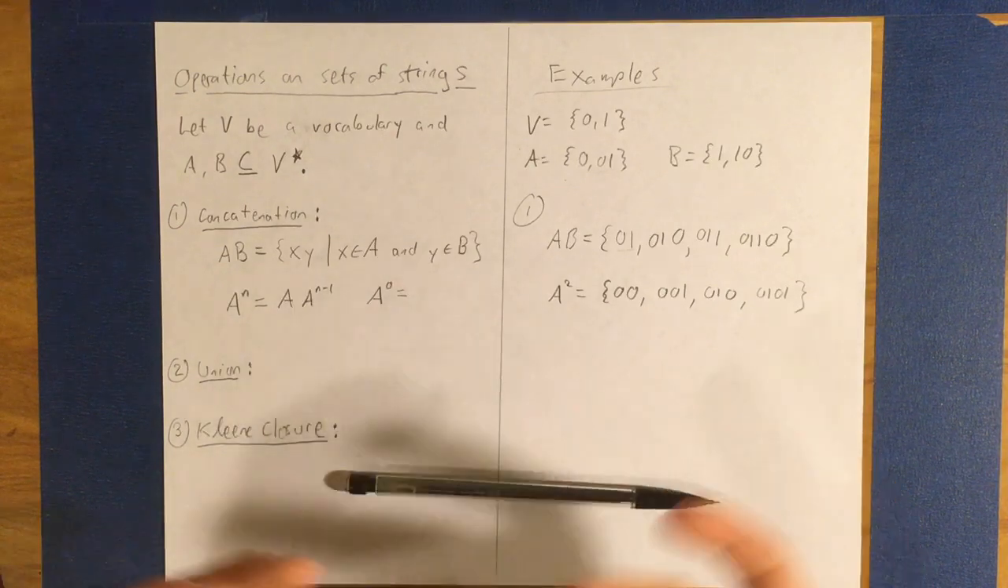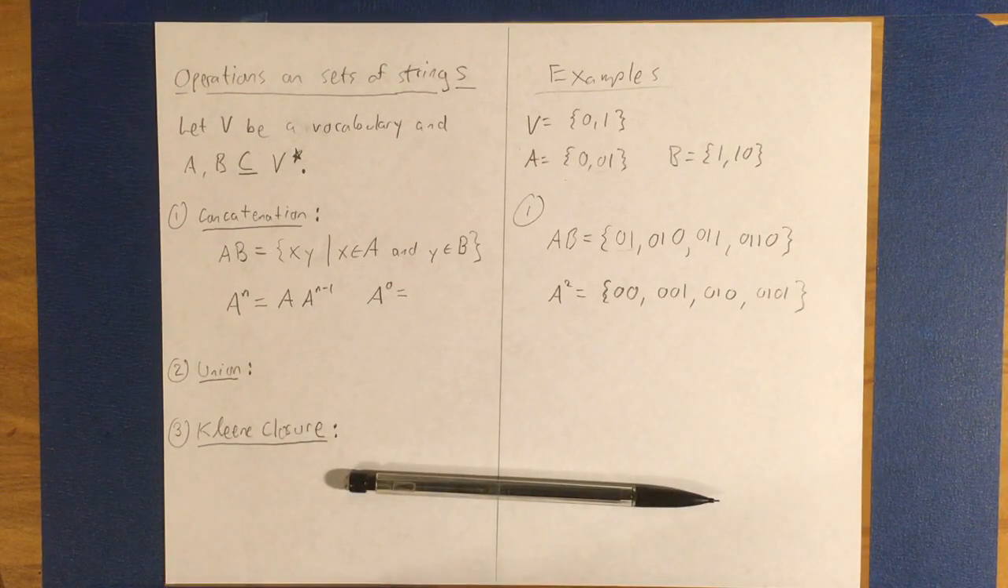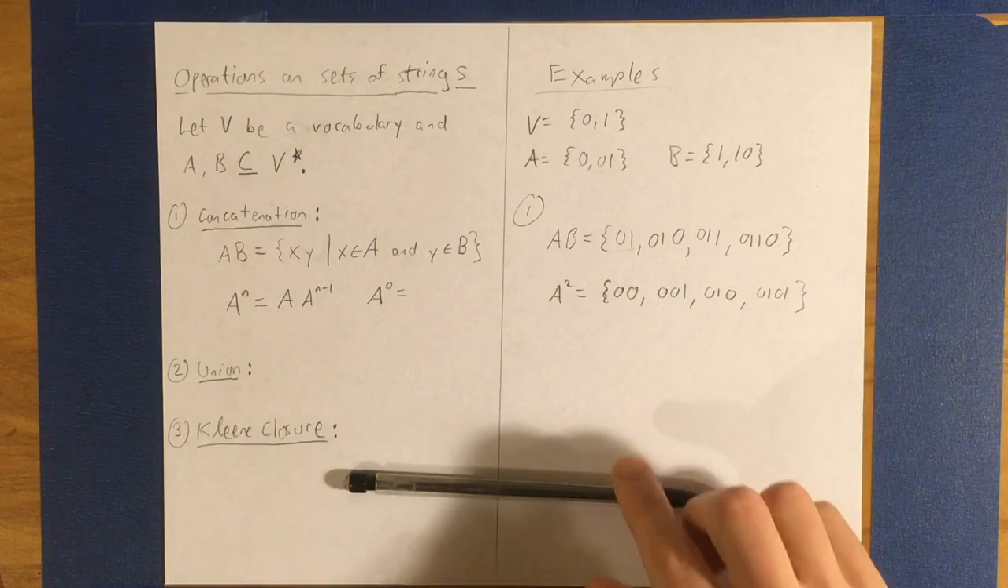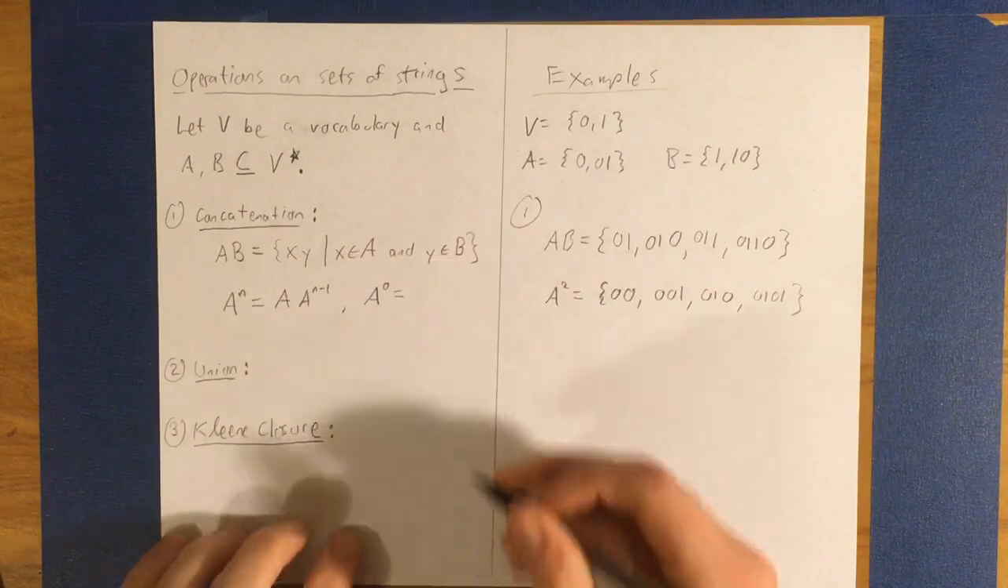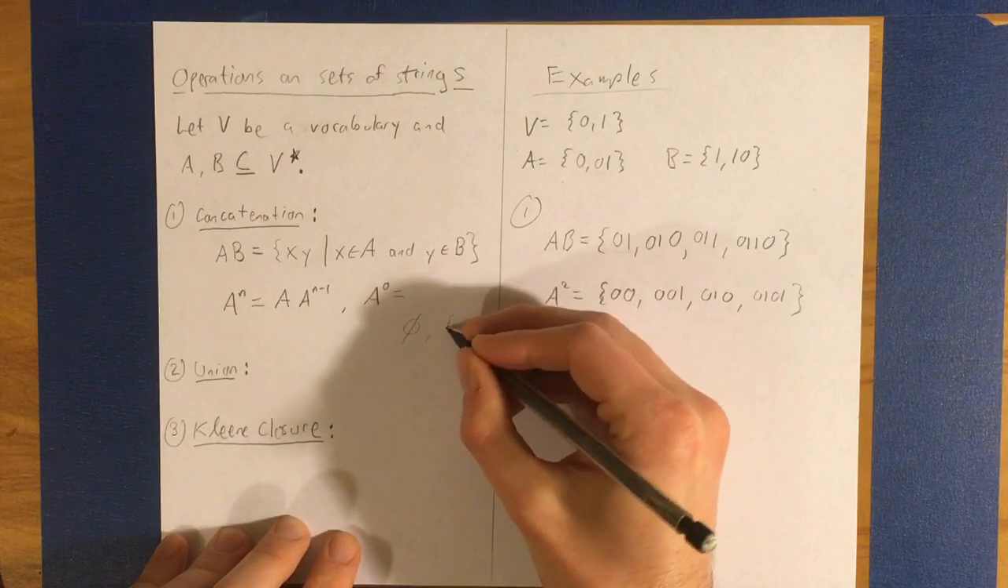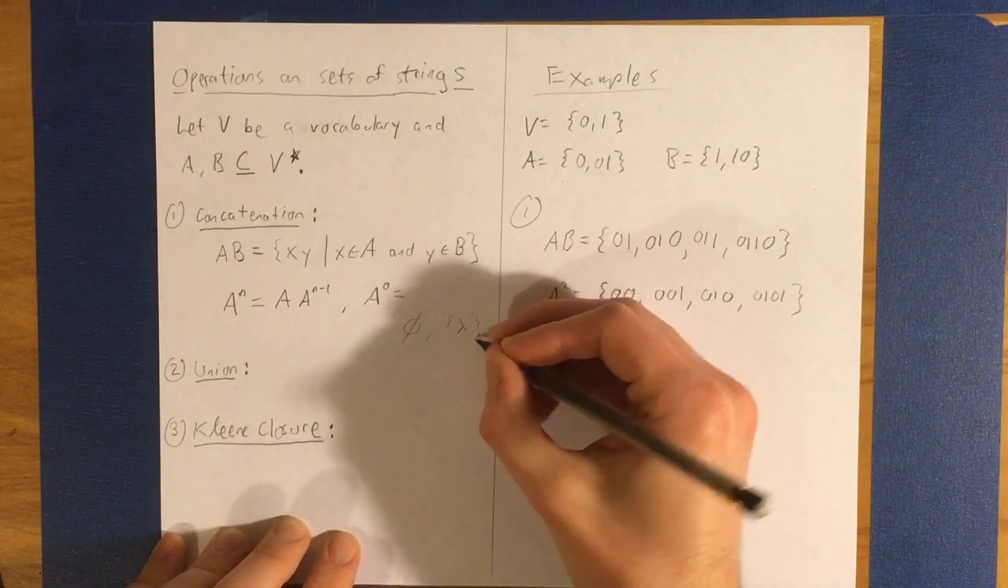Now, what is A to the 0? Gosh, you should pause the video. You should definitely pause the video and think about what A to the 0 should be. I'll give you some options. One possibility is that it's the empty set. Another possibility is that it's the empty string, except since A is a set of strings, and the result of this concatenation operation should still be a set of strings, lambda by itself doesn't really make sense because that's a string, not a set of strings. So two possibilities here are the empty set or the set, not lambda, but the set containing lambda, right? Like that.